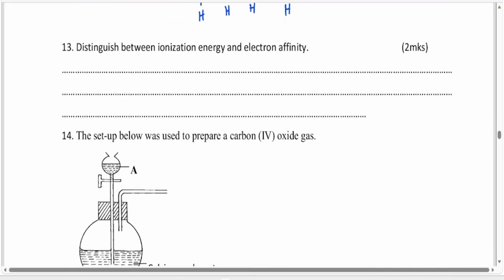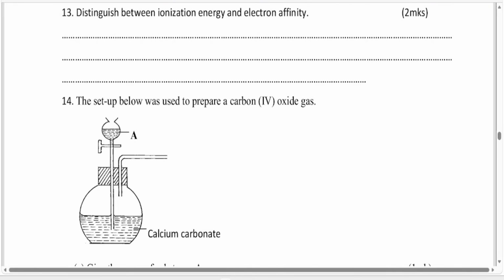Question number 13. Distinguish between ionization energy and electron affinity. What's the difference between these two? What's the meaning of ionization energy? Ionization energy is the minimum energy that is required to remove an electron from the outermost energy level in gaseous state, while electron affinity is the energy released when an electron is added to a gaseous atom, or we can say is the energy released when an atom gains an electron in the gaseous state.